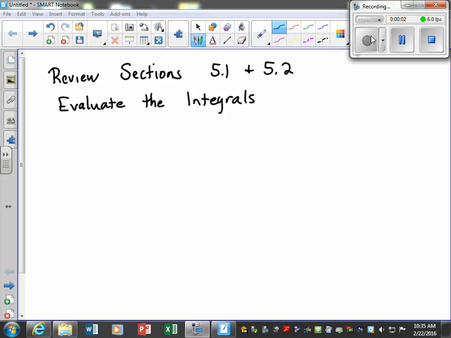Okay, we're going to start off by reviewing sections 5.1 and 5.2. Evaluate the integrals. Our first one is going to be the integral of 9t squared minus 4t plus 3 dt.